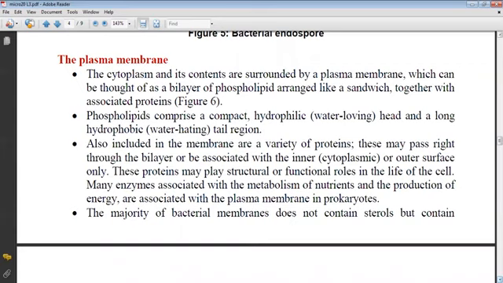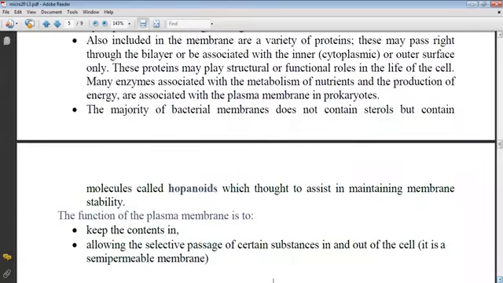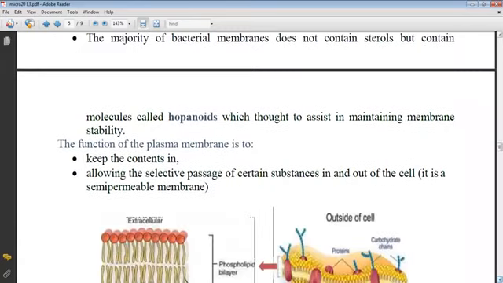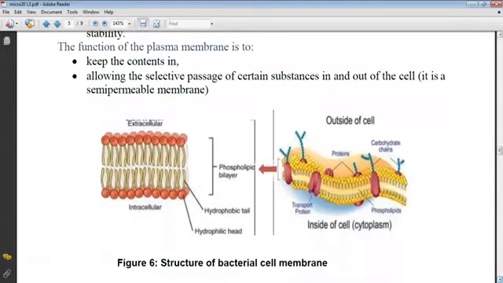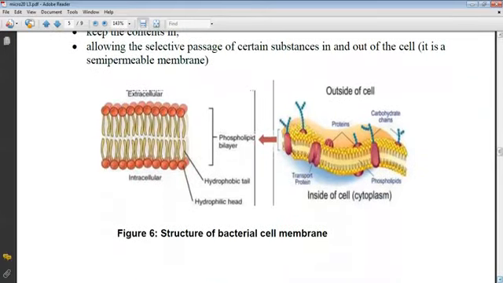صفات أخرى مثلا phospholipids comprises a compact hydrophilic head and a long hydrophobic tail region. بالإضافة إلى صفات أخرى معلومة لدي. The function of the plasma membrane is to keep the contents in and allowing the selective passage of certain substances in and out of the cell. And the structure of bacterial cell membrane.